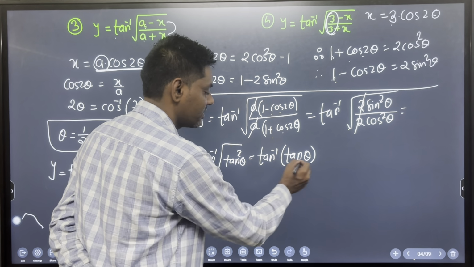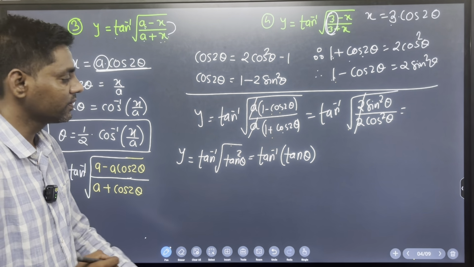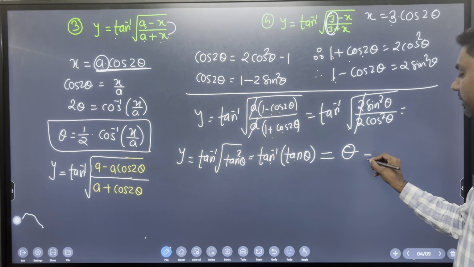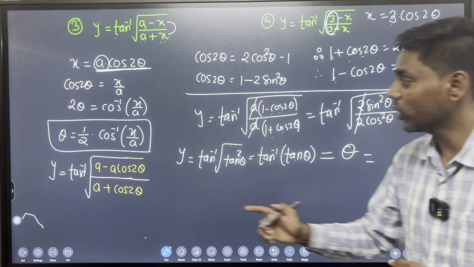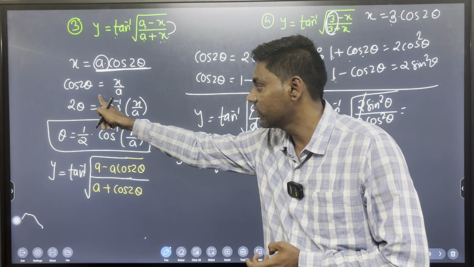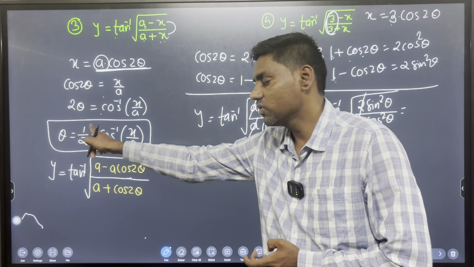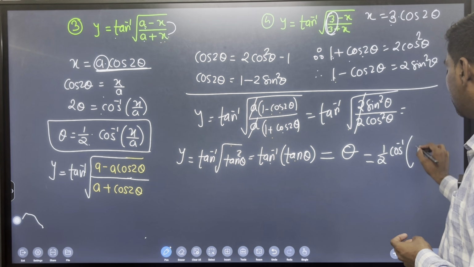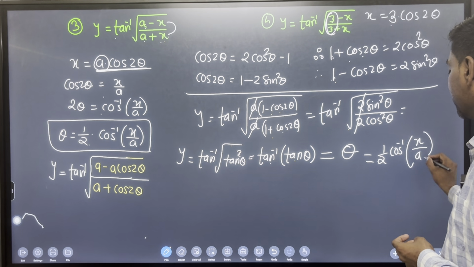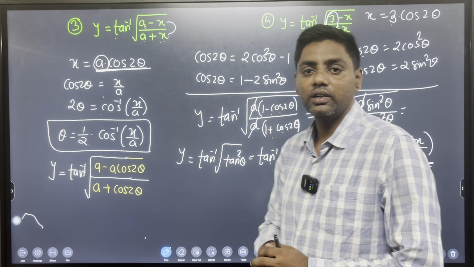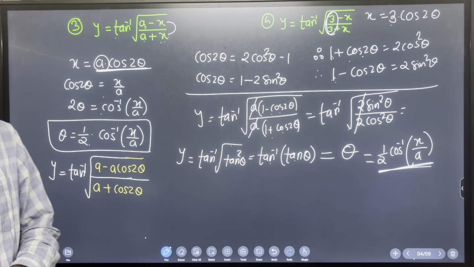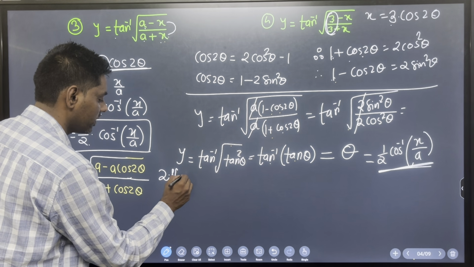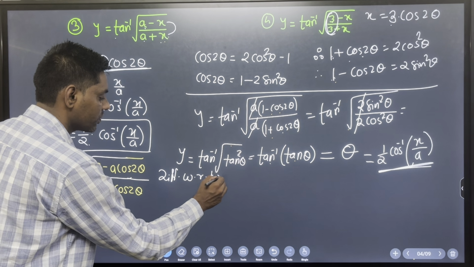And we know this trigonometric property: tan inverse and tan cancel. The final answer is theta. And here we already calculated, after substitution, the value of theta. So substitute the value of theta, which is 1 by 2 cos inverse of x divided by a, and this is the final answer in terms of x only. Now we differentiate this because we have to calculate the derivative with respect to x.